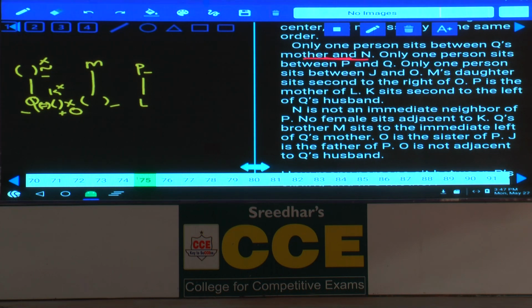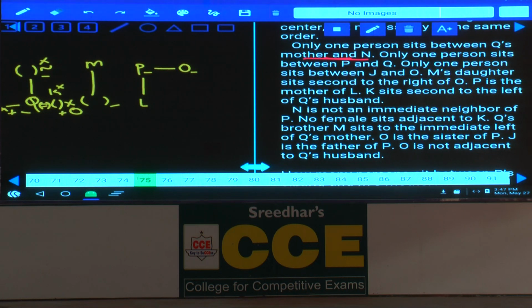Q's brother M. Now Q is having a brother, M. Q's brother M sits to the immediate left of Q's mother. O is a sister of P. It is clearly given that O is a sister of P.